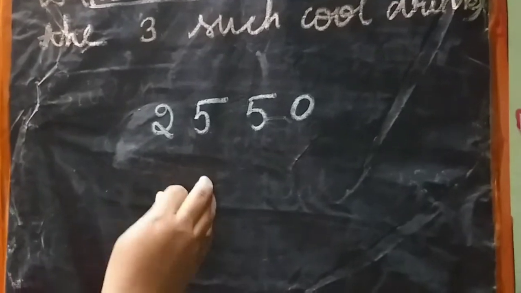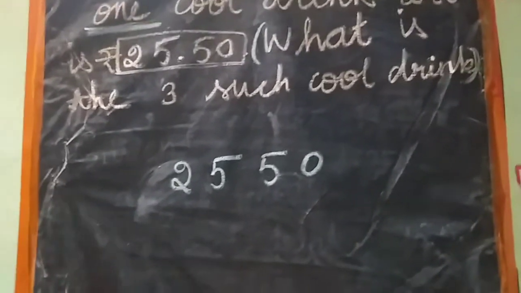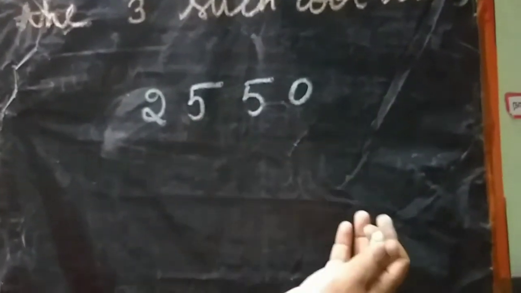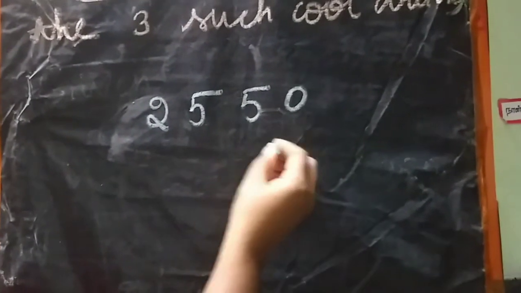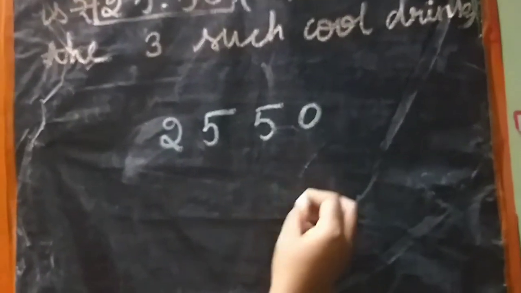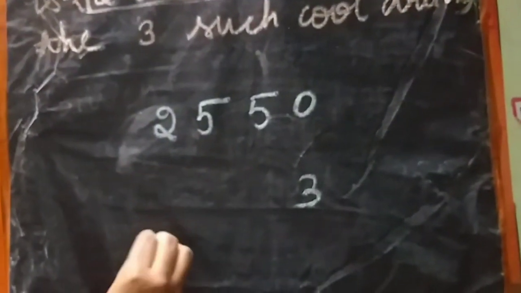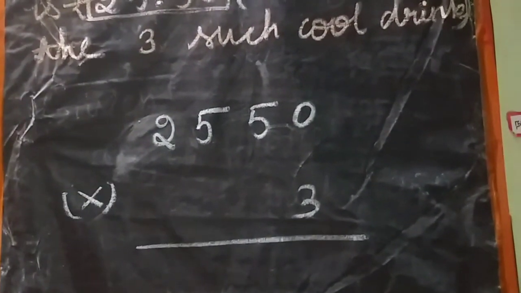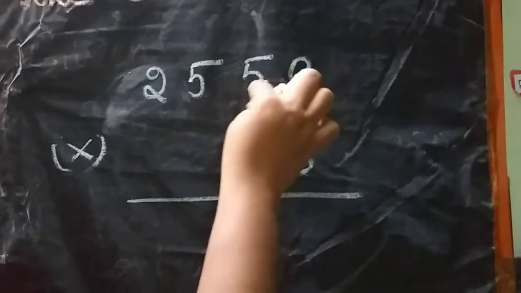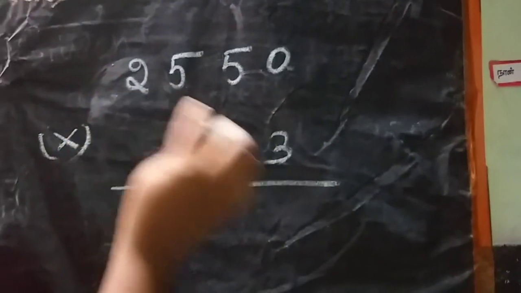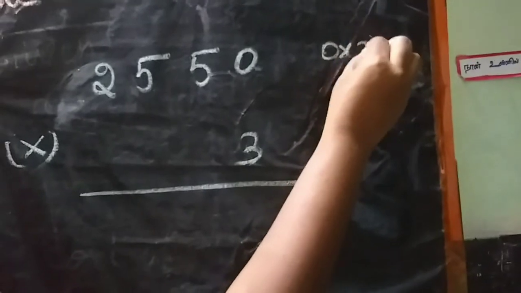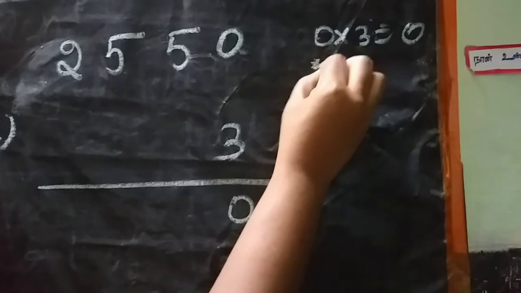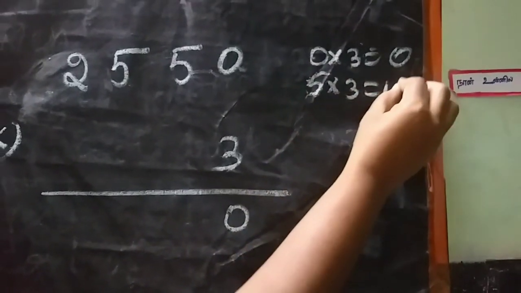In the solution part, you should find the answer separately. That means you should take out the decimal point and write the numbers together. And write the multiplier number below, put the multiplication symbol. You should multiply with this number first of all, and then second, third, fourth. Okay, so 0 into 3, 0. And the second one, 5 into 3, 15.